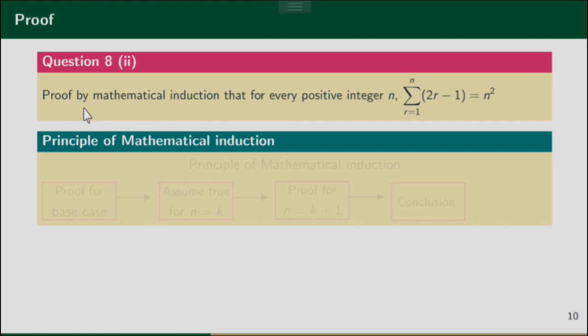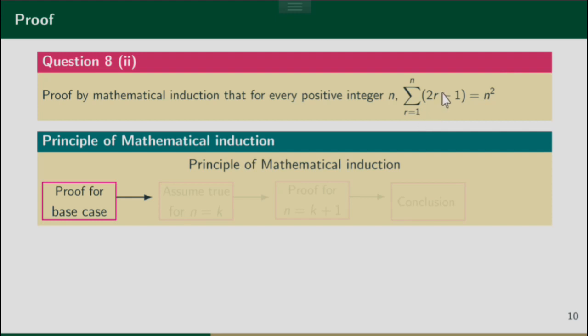The next part of the question is to prove by mathematical induction that for every positive integer n, the sum from r equals 1 to n of 2r minus 1 is equal to n squared. So we have to apply the principle of mathematical induction. The principle states that to prove by induction, you have to prove the base case. In this case, the base case is where r starts from 1. In some questions, r can start from 2.